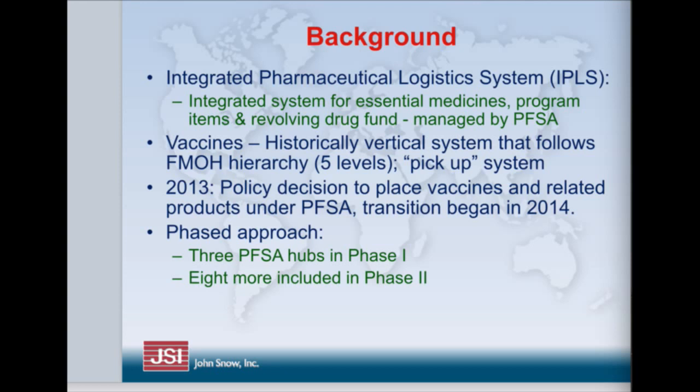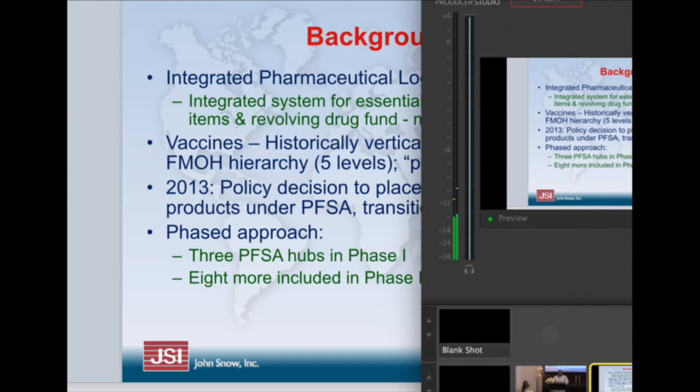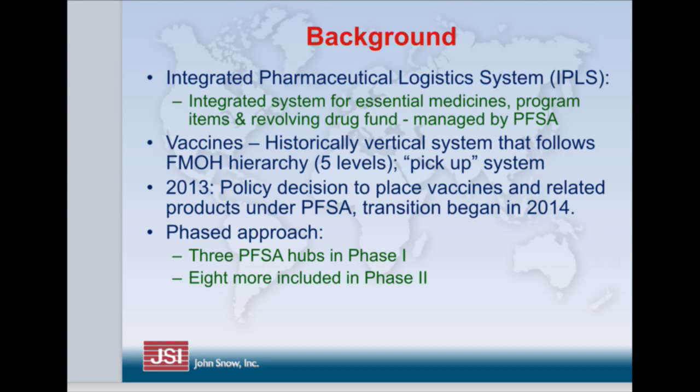To minimize the load on this entire system, minimize disruption, and ensure product availability, the Ministry of Health of Ethiopia decided to give the responsibility to PFSA in 2017. So the responsibility shifted from the vertical system to PFSA in 2017. Based on the proposal, PFSA proposed that the vaccine transition be managed in a phase-based approach.